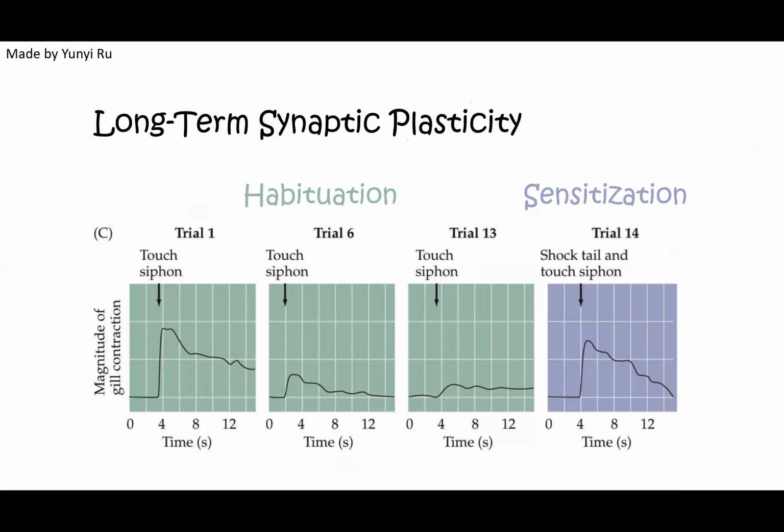timescale. Also, in the purple graph, if you provide a shock to the tail and then touch the siphon, there will be a more significant response of gill contraction. This is called sensitization, which involves the recruitment of additional neurons.